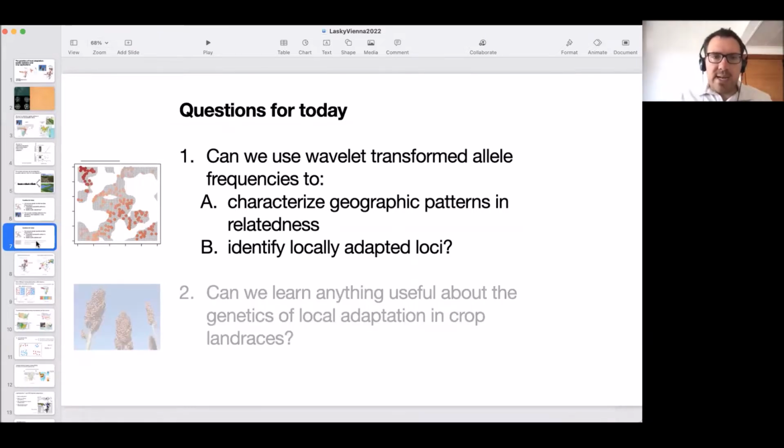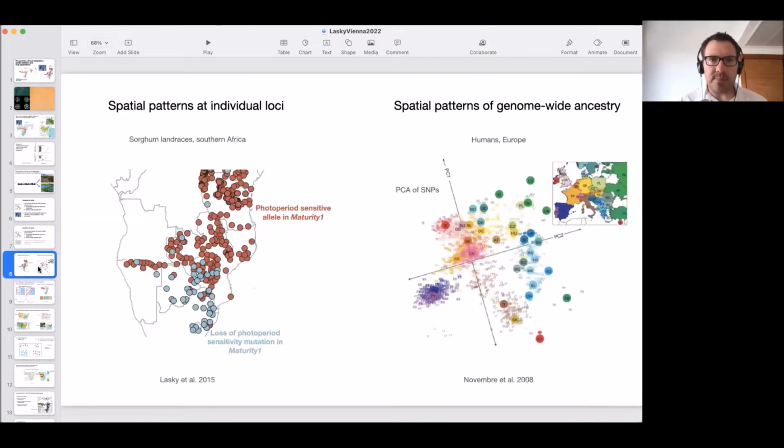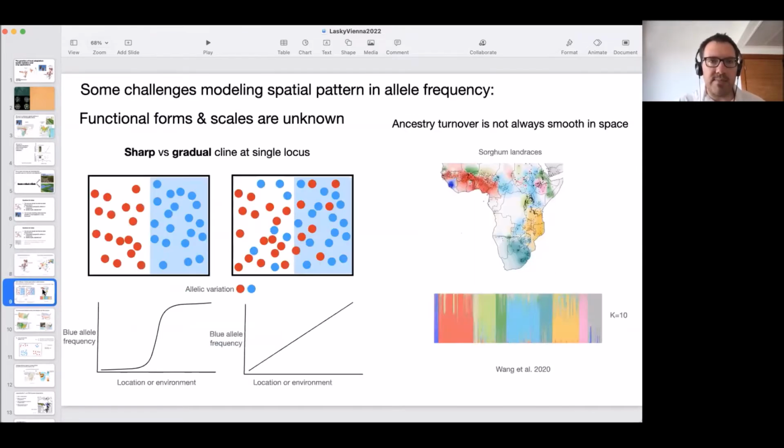Okay, to start out, I'm going to talk to you about this new tool we're trying to develop. And we're going to apply it both for trying to understand spatial patterns at a single locus and also across the genome. And we're going to do this to both try to get at the basis of local adaptation, but also to understand something about patterns of gene flow across landscapes.